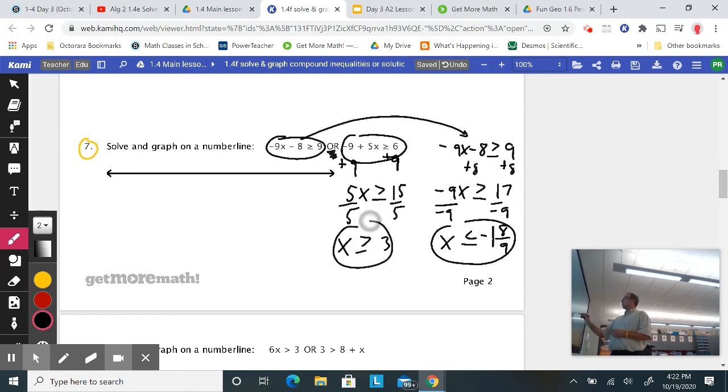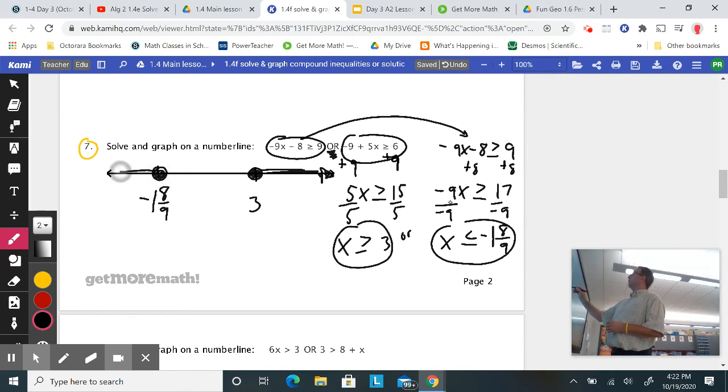So remember, it's an or statement. The numbers can be greater than or equal to 3 or less than or equal to negative 1 and 8 ninths. Well, negative 1 and 8 ninths is, of course, to the left on the number line. 3 is to the right. I want everything equal to or greater than 3 and less than or equal to negative 1 and 8 ninths.